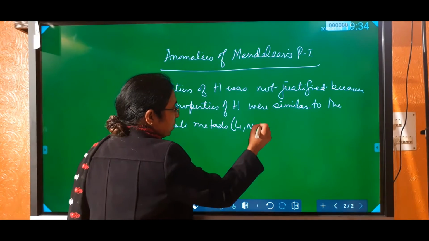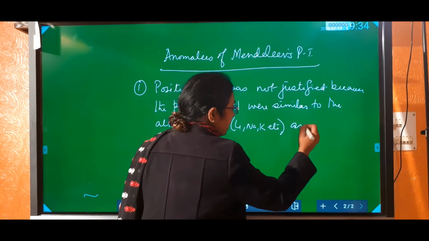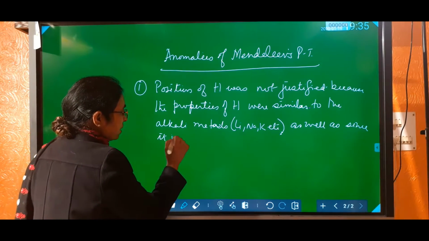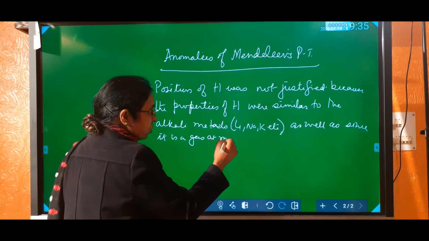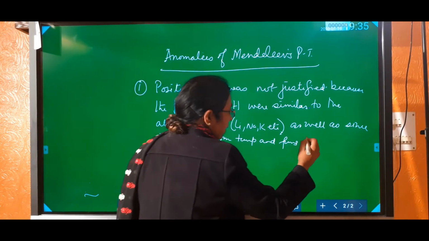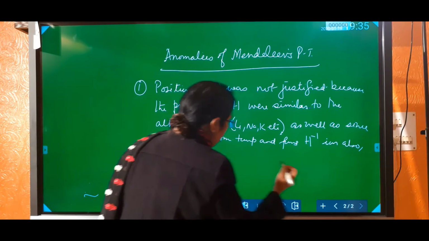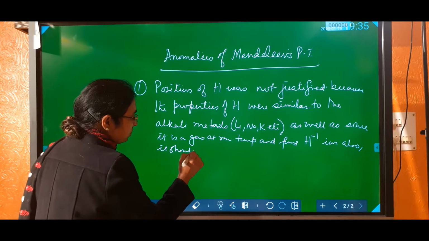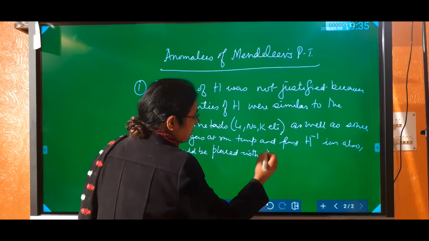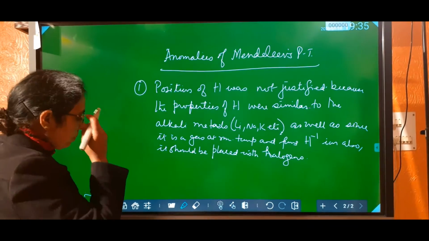lithium, sodium, potassium, etc. These are electropositive, and hydrogen will also form electropositive ions. But since it is a gas at room temperature and forms the H-1 ion also, it should be placed with halogens.